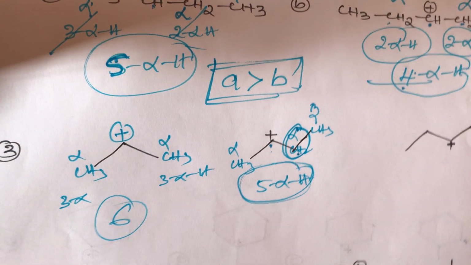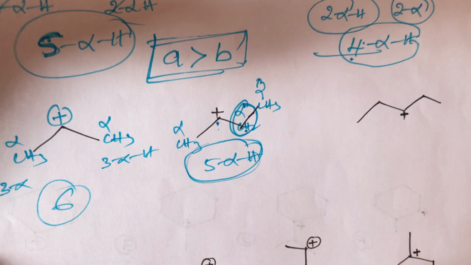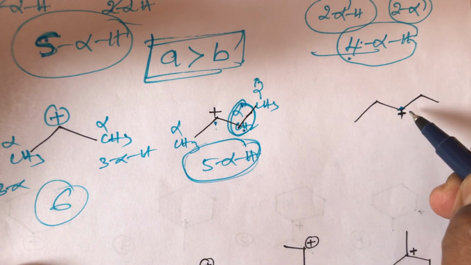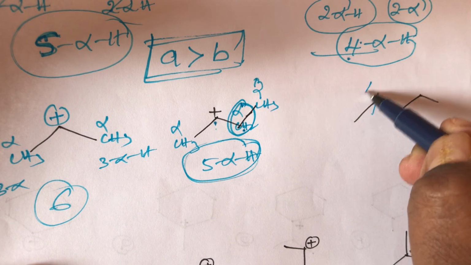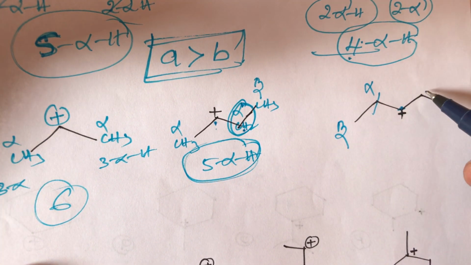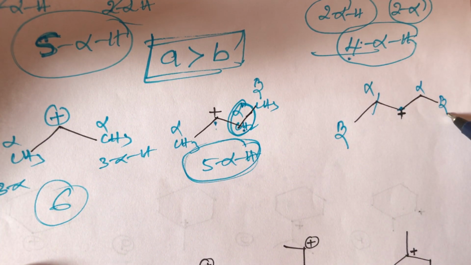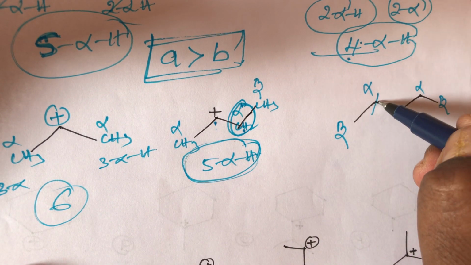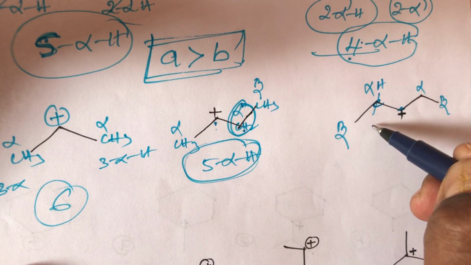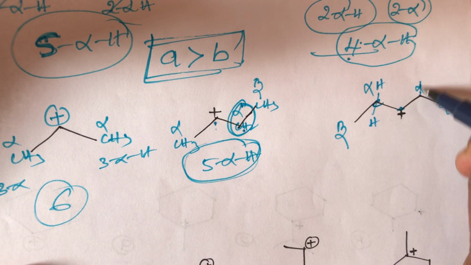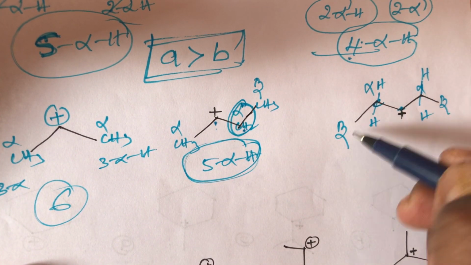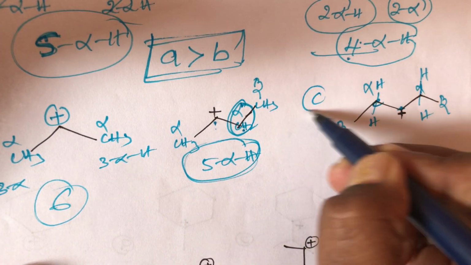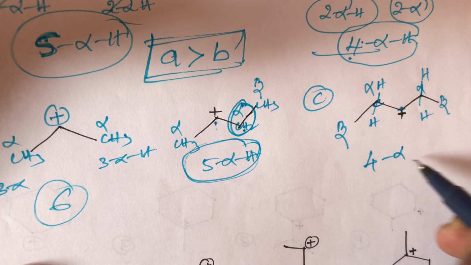And what about the third example here? This is a secondary carbocation with the positive charge here. On the left-hand side there is an alpha carbon and a beta carbon, and on the right-hand side also an alpha carbon and a beta carbon. We consider only the alpha carbons. Each alpha carbon has 2 hydrogens. So the total number of alpha hydrogens in compound C is only 4.